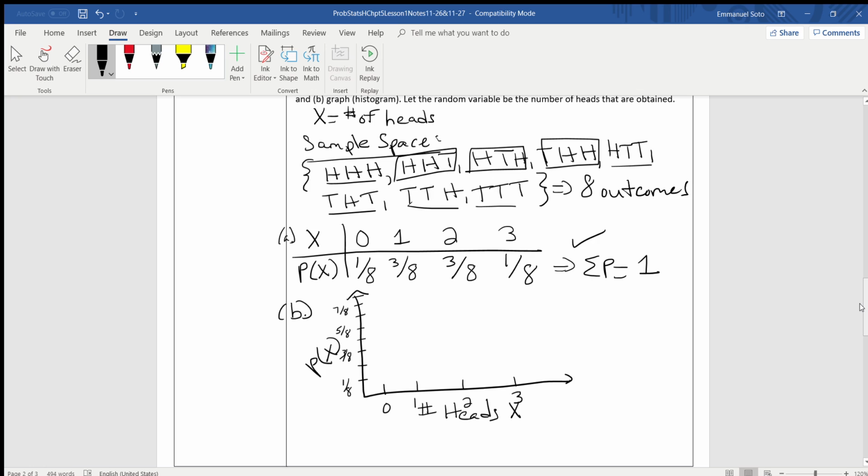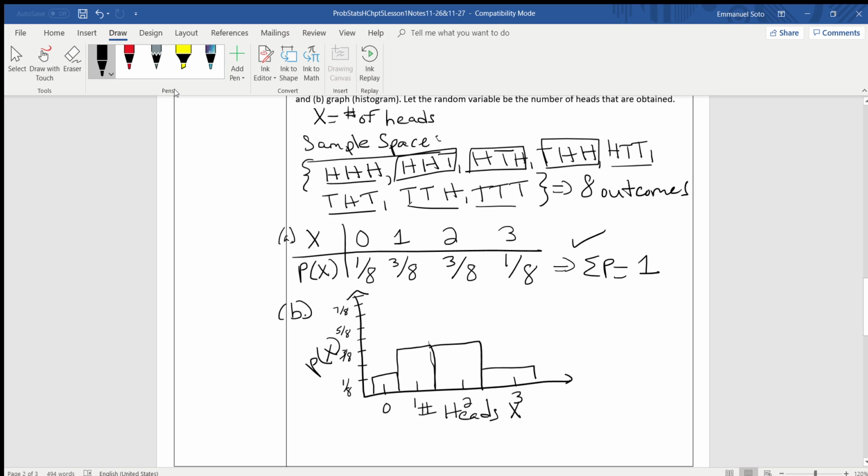Alright, so then we have 0 is going to be 1 out of 8 chance. Alright, we have 1 heads is going to be 3 out of 8 chance. So 2 is going to also be a 3 out of 8 chance. And then 3 is going to be 1 out of 8 chance. Here I'm going to try to make this a little nicer. Try to spread it out a little more. And then this last one is going to be 1 out of 8.